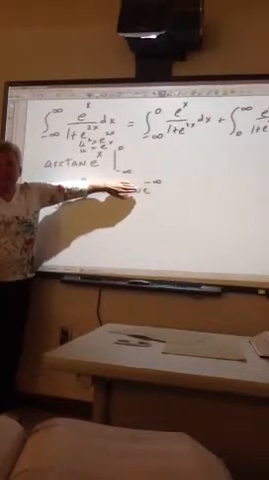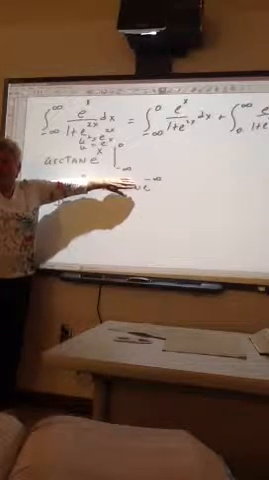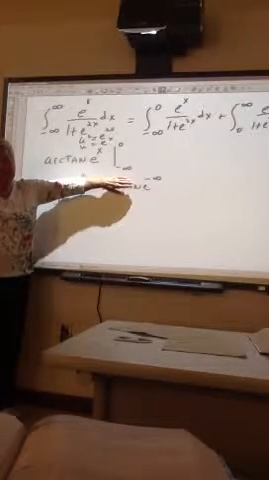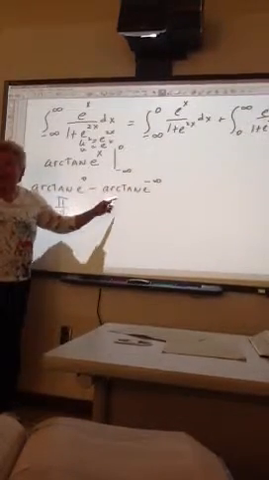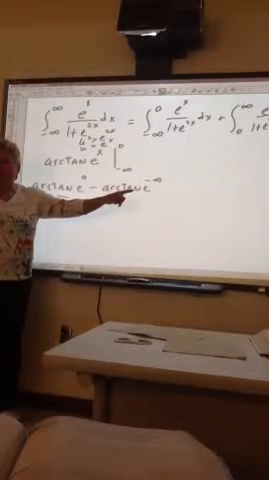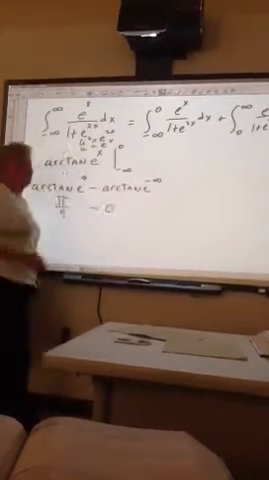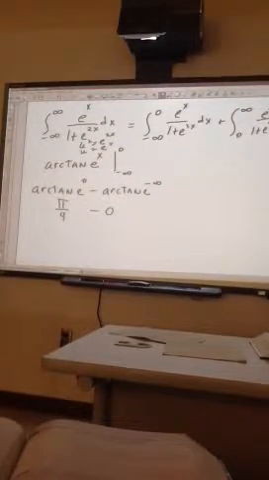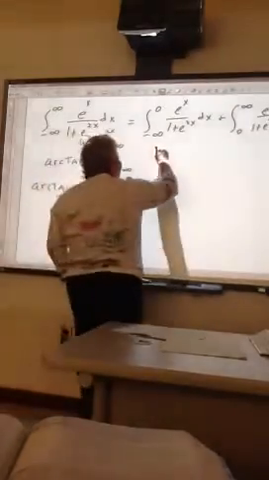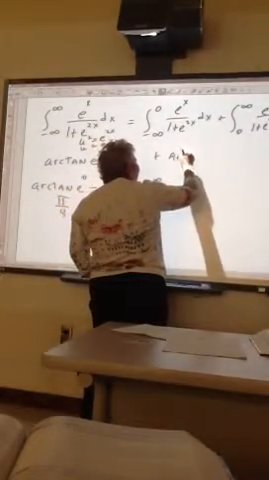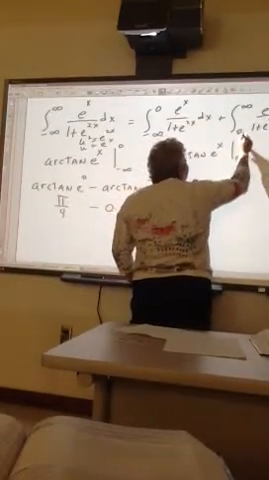What's e to the negative infinity? It's really 1 over e to the infinity, which is 0. So we really are looking for the arctan of 0. That you can get off your calculator. It's 0. 0 minus 0, and then it's plus. All right, so now we're going to do plus arctan of e to the x from 0 to infinity.